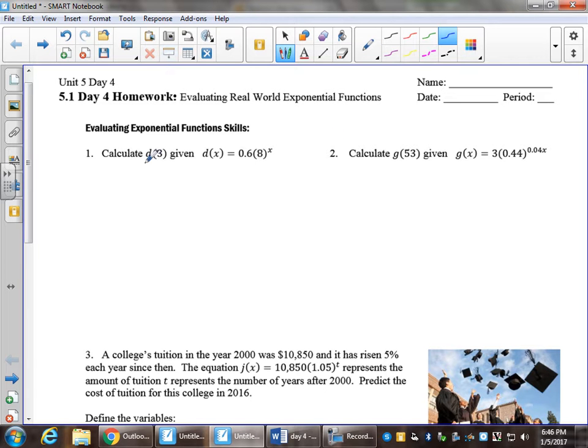So for number 1, it says calculate d of 3 given this function. So it's going to be d of 3 equals 0.6 times 8 to the x, and where I see x, I'm actually going to plug in that 3. In your calculators, I'm going to put in green what you need to type in. It's going to be 0.6 parenthesis 8 and then caret 3.